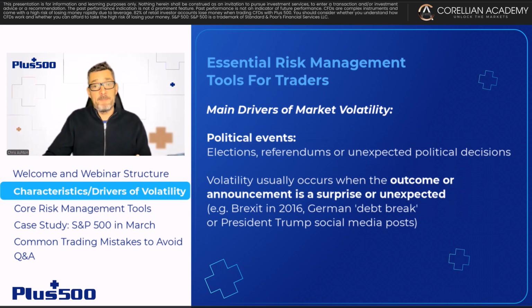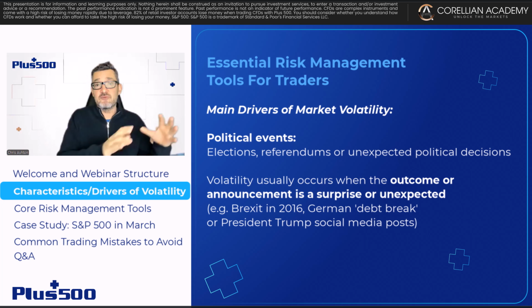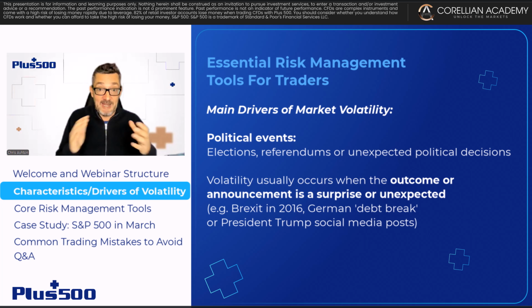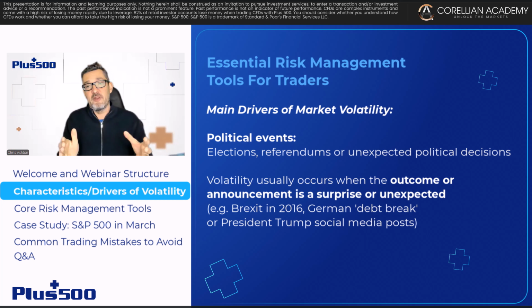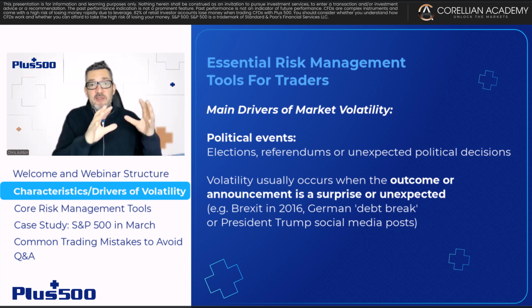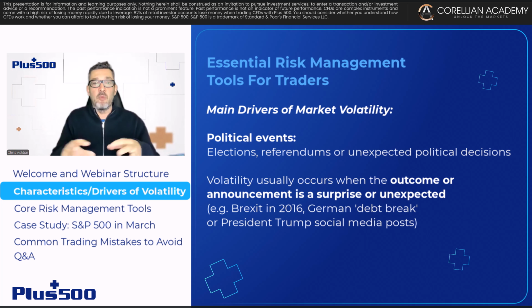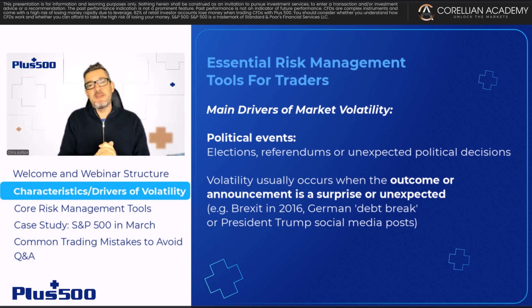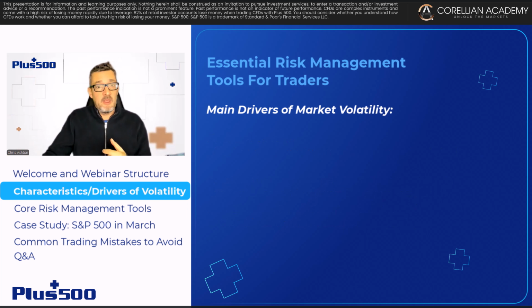Next up is political events. Elections, referendums, or unexpected political decisions can dramatically alter investor expectations and lead to uncertainty. Two prime examples of this would be the Brexit referendum shock back in 2016, or more recently, the commitment by Germany's newly elected leader to the removal of what's known as the debt brake, which, if it happens, has huge spending implications for Germany and the Eurozone moving forward.